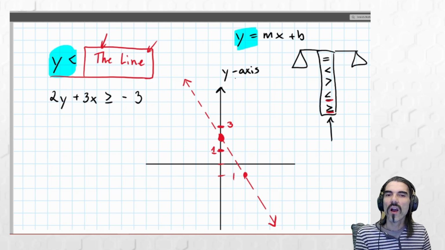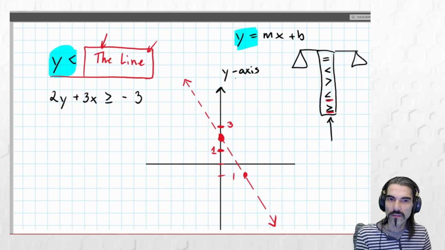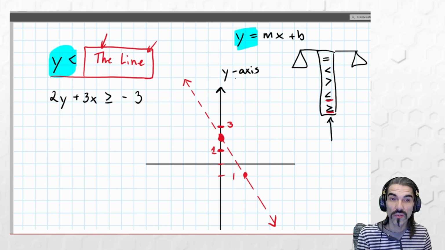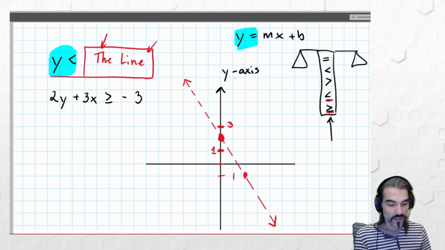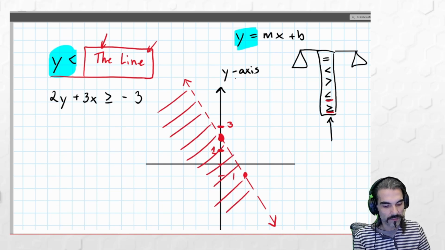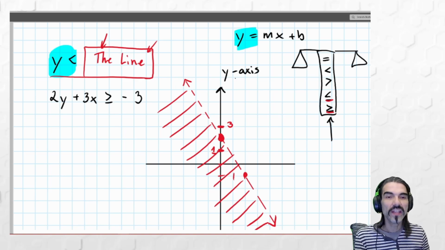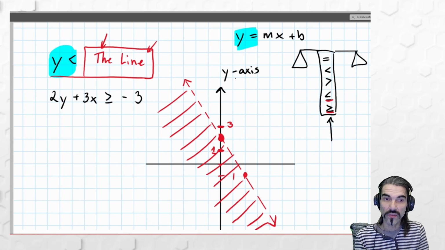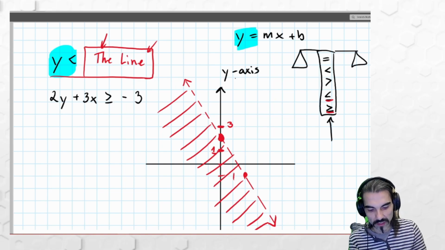So when I say y is less than the line, now you ask yourself, which one of these two numbers is less than the line? Is it 3 or is it 1? Especially considering that our y-intercept is at 2. Well, it should be 1, right? Because that is a number that is smaller than the intercept itself. So our shading direction is going to be in this downward motion. End of story. All right, what about the next one?